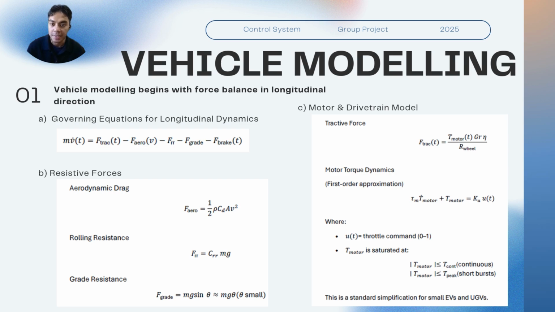Assalamualaikum and hi, my name is Daniel and I'm going to present on the vehicle modeling and also the open loop system. Our modeling begins with a force balance in the longitudinal direction. The traction force from the motor must overcome the resistance force. This relationship determines the acceleration and also the speed of the vehicle. The motor torque is produced based on the total command and is limited by the rated torque and also power. The drivetrain passes this torque to the wheels which generates the forward force.